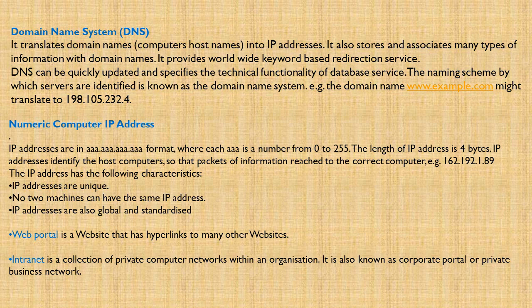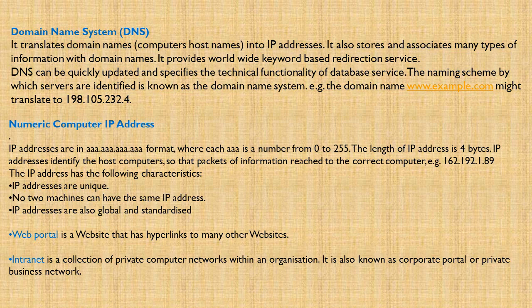Numeric computer IP address, as we have also discussed, that is a number based addressing system. How it is used? There are the four parts, means separated by the three periods, three dots, and each part contains the digits from 0 to 255. This is also unique in itself, means no two machines can have same IP address, and they are also global and standardized.